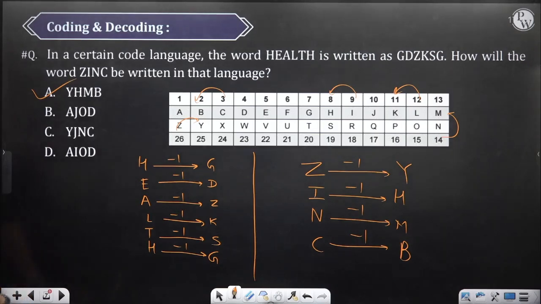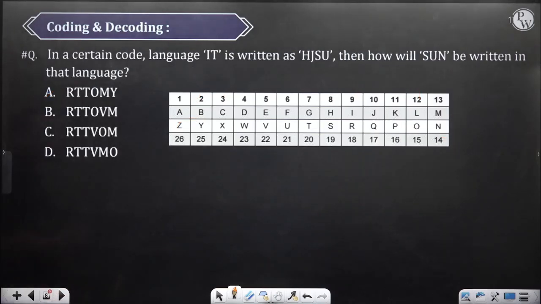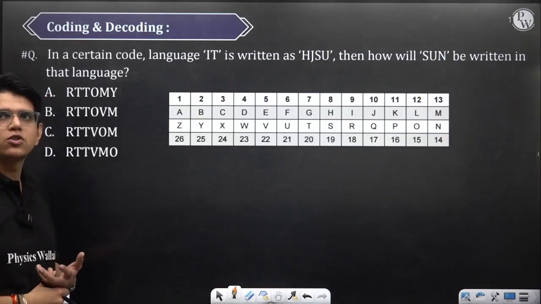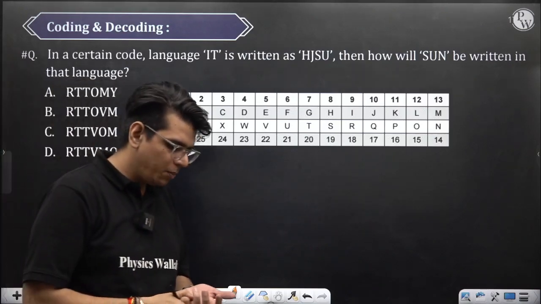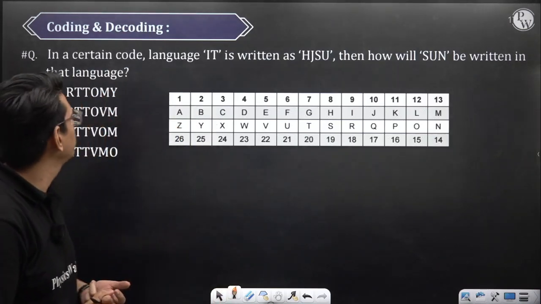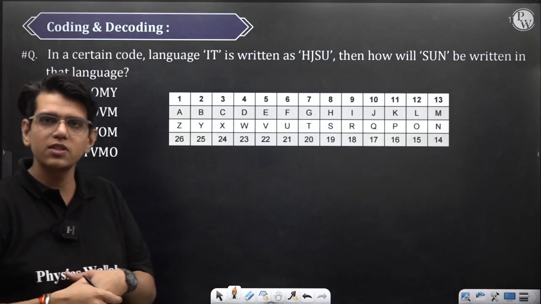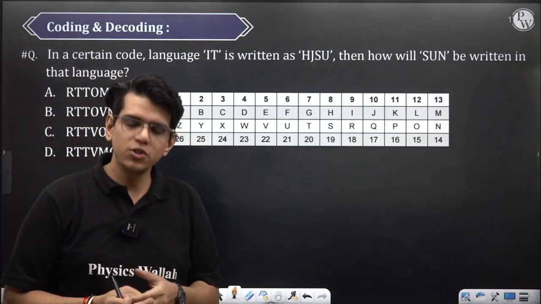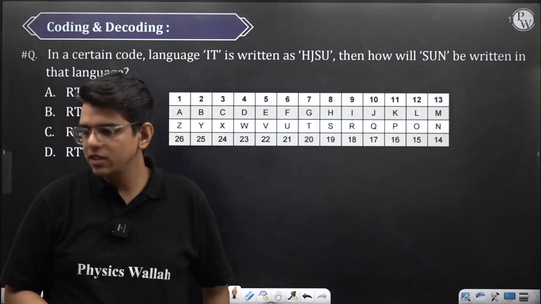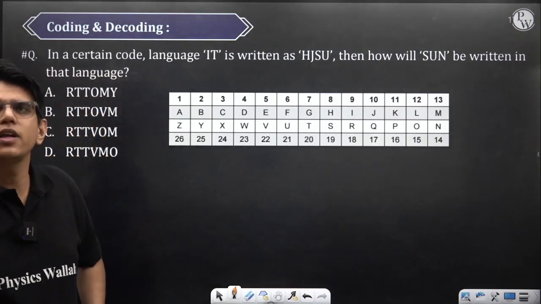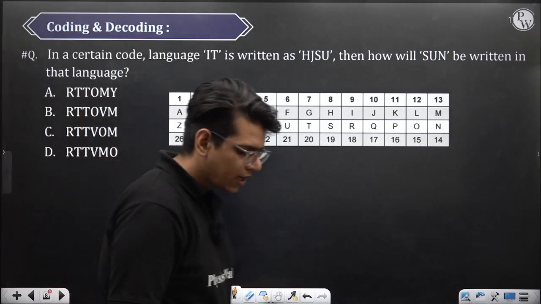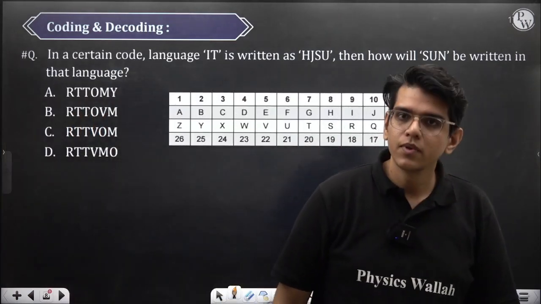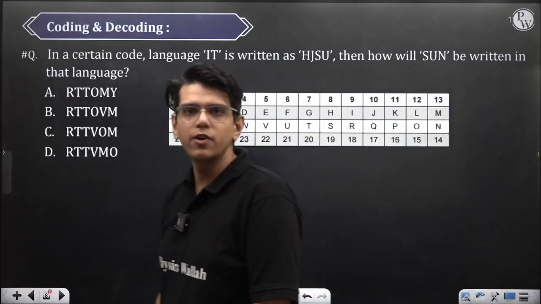Now let's move to the next question. I have told you before also, while watching the video, pause the video. When you see the question for the first time, attempt the question. Once you have completed your attempt, then only see the solution, or else it won't help, because in the exam, by just looking at the solution, it won't help you. You have to attempt the questions yourself.